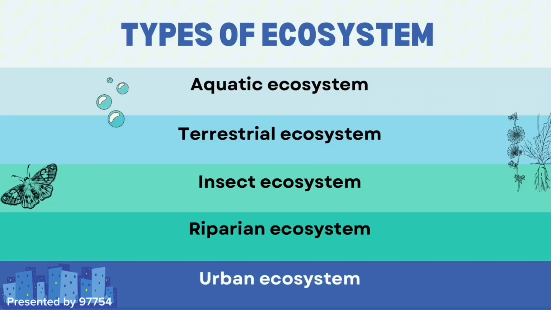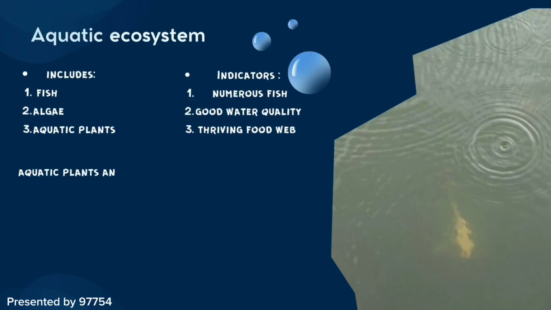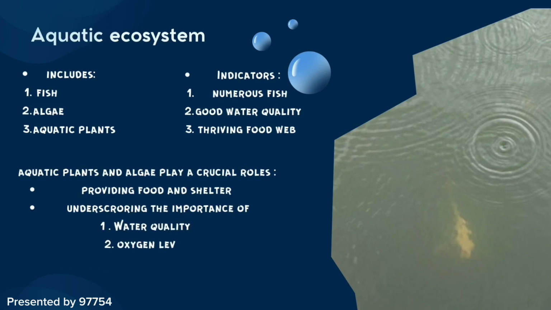There are 5 different types of ecosystems that can be identified during the field survey at the lake ecosystem. Firstly, aquatic ecosystem. The presence of numerous fish suggests good water quality and a thriving food web. Aquatic plants and algae play crucial roles by providing food and shelter for various organisms, underscoring the importance of maintaining water quality, oxygen levels, and nutrient balance.